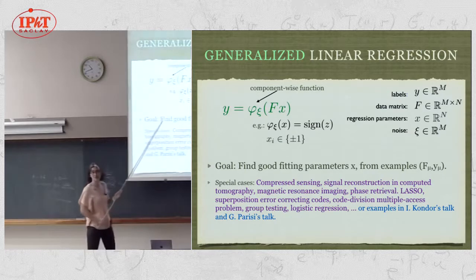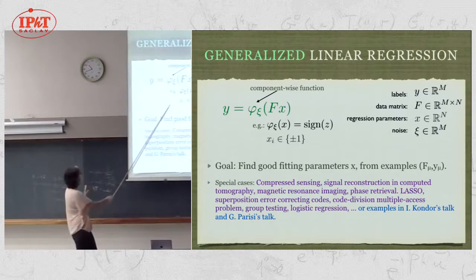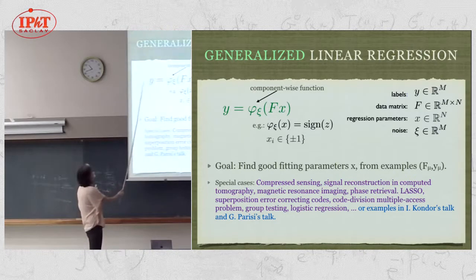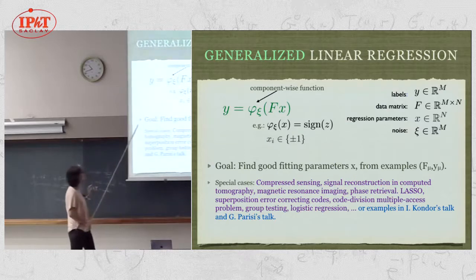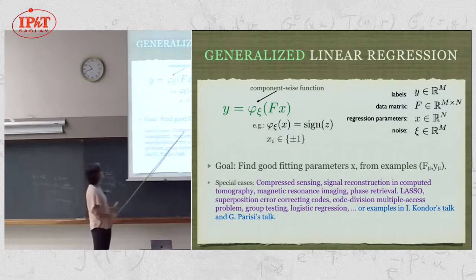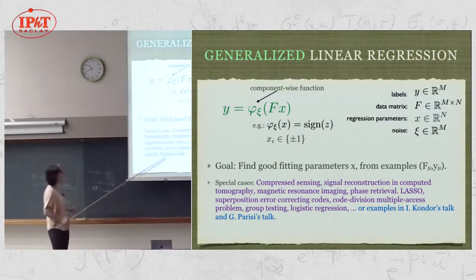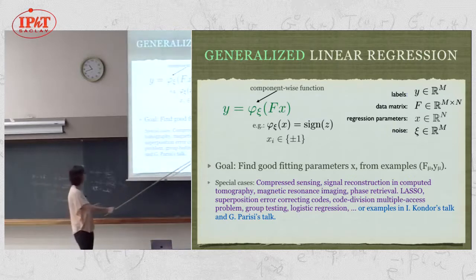So before, for instance, we said these are plus minus 1, but it can be any other constraint or prior on the x. And the goal is to find the x such that this is satisfied as closely as possible. If you state a problem generically like that, there are many problems in science that can be reduced to this setting, such as compressed sensing and reconstruction, computed tomography and NMR, and problems in phase retrieval and lasso and superposition codes, etc.